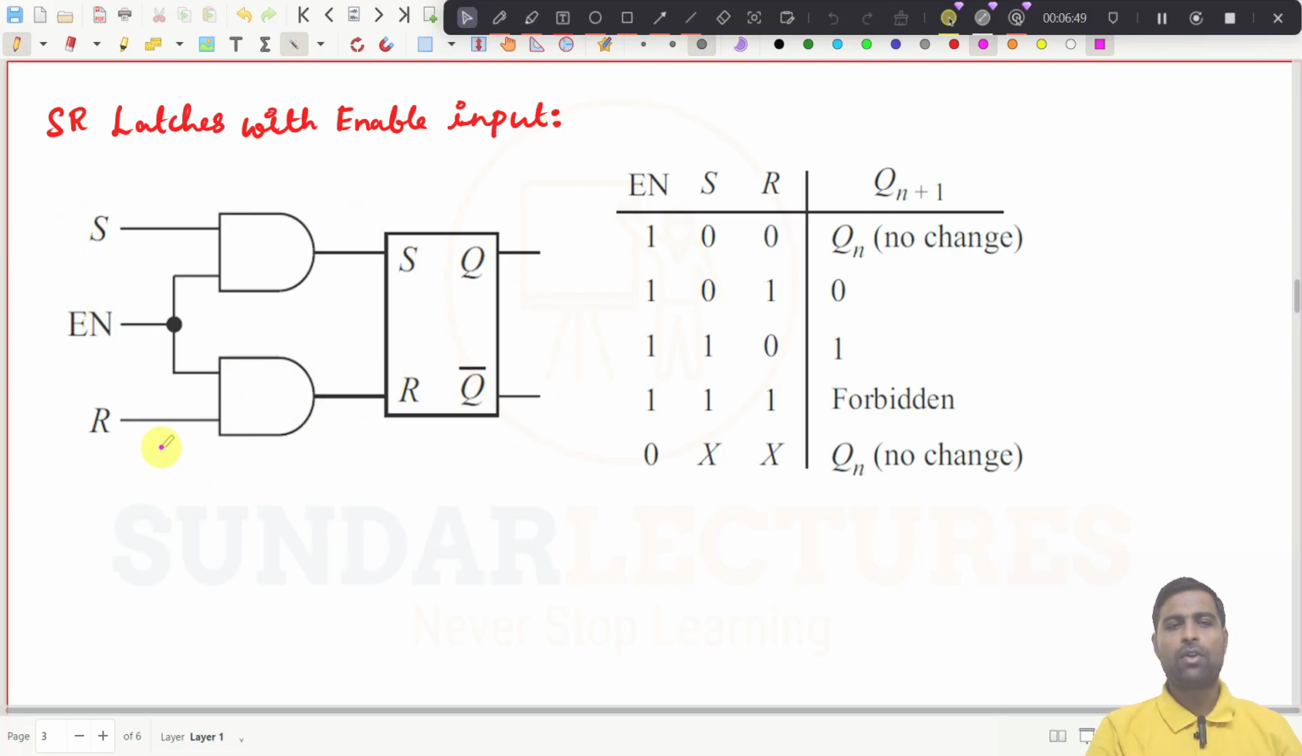So what we have done now, we have given an enable input here. If you understand this one, we can go for gated SR latches, that is flip flops, right? Maybe we will give triggering pulses, right? So anyhow, this is the idea now. If enable is 1, the SR latch will work as we have seen in the previous slide, right? If enable is 0, then it will act as a no change condition, because S is equal to 0, R is equal to 0, that is the condition, right?